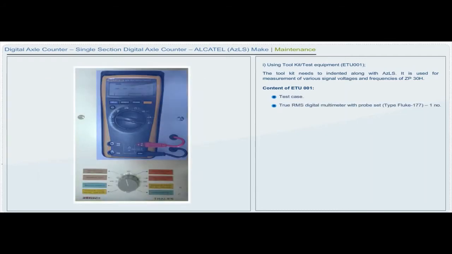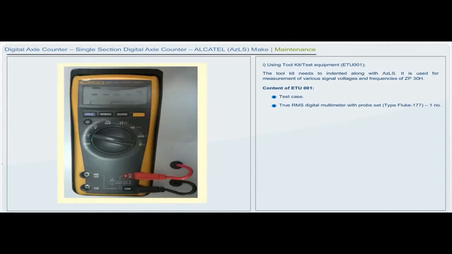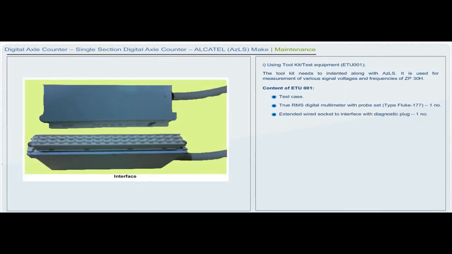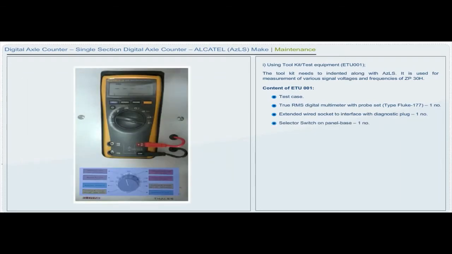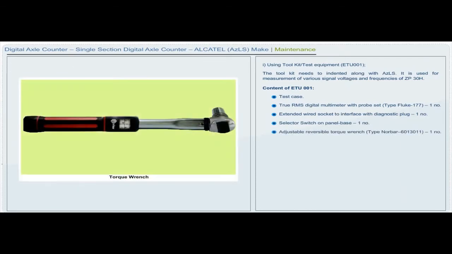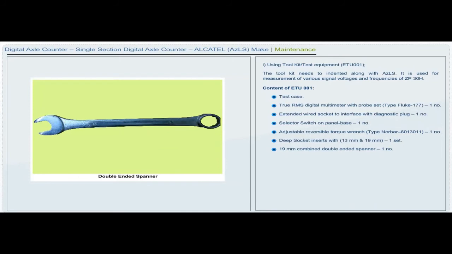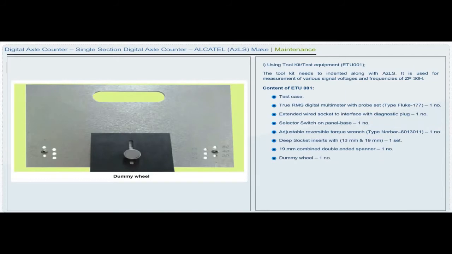True RMS digital multimeter with probe set, of type Fluke 177, 1 number. Extended wire socket to interface with diagnostic plug, 1 number. Selector switch on panel base, 1 number. Adjustable reversible torque wrench, of type NOR-BAR 6013011, 1 number. Deep socket inserts with 13 mm and 19 mm, one set. 19 mm combined double-ended spanner, 1 number. Dummy wheel, 1 number.